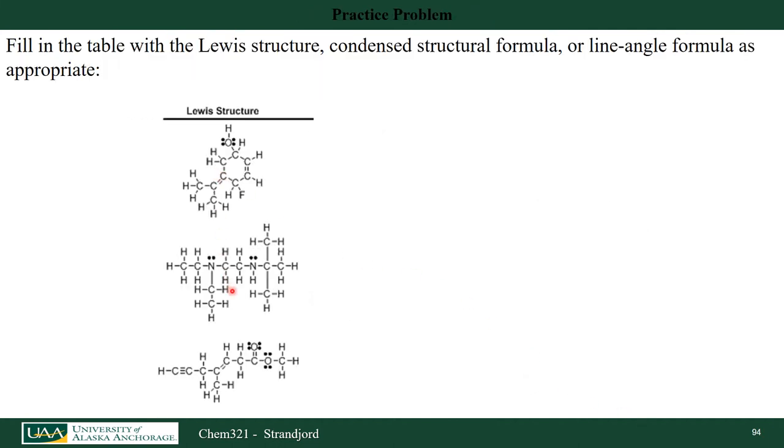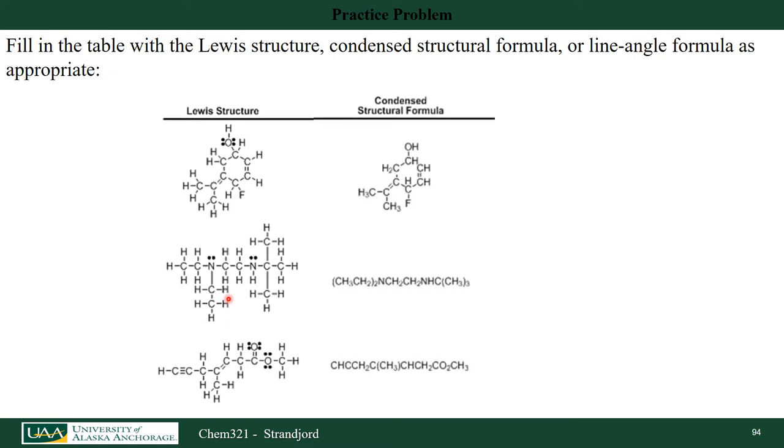Here are 3 different organic molecules drawn out in the Lewis structure. I can simplify those a little bit if I go to the condensed structural formula. I start eliminating some of the carbon-hydrogen bonds, and then it gets less clustered in each of these, so it's a little bit easier to visualize. But once I start doing line angle, it's much easier to visualize.